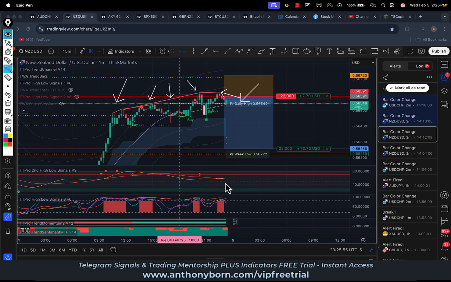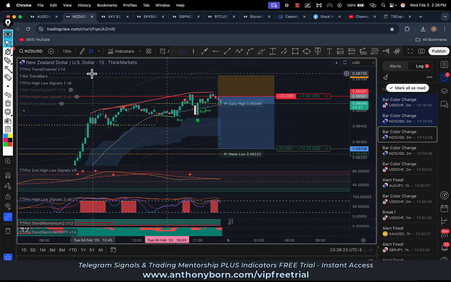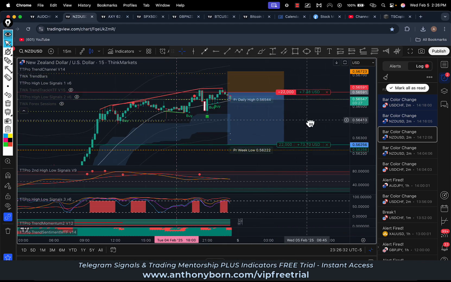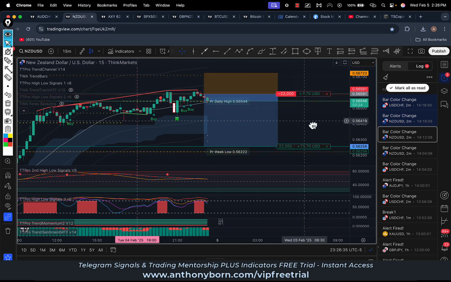Everything's stacking up now. The 1 hour time frame gave us this signal along with this one, but so does the 15. So this is quite a good signal. Now I'm a little bit early with my entry. That's the only thing. But what we really need to do is set the trend bars alert here. Once per bar close. Alright, and that will give us a red square.